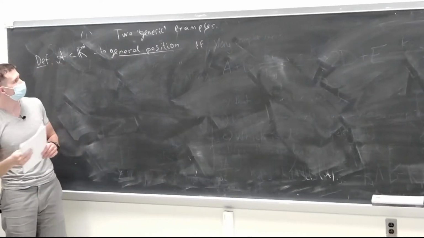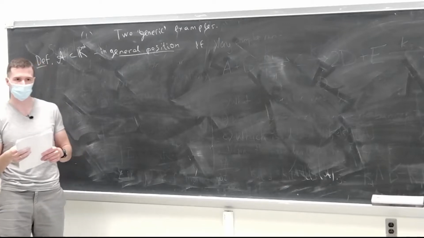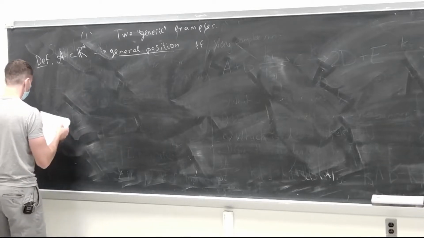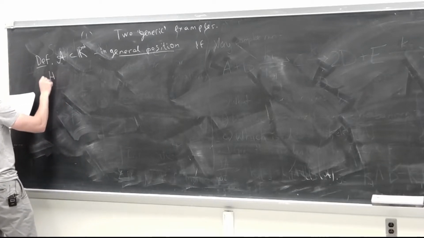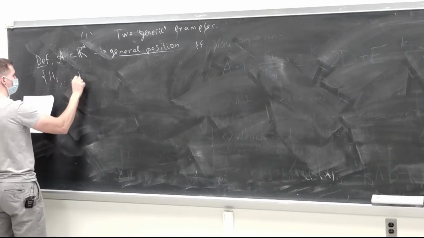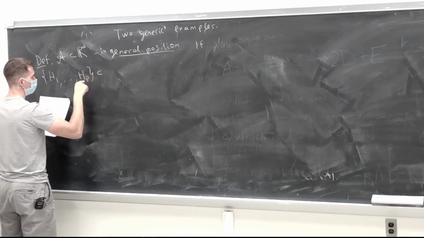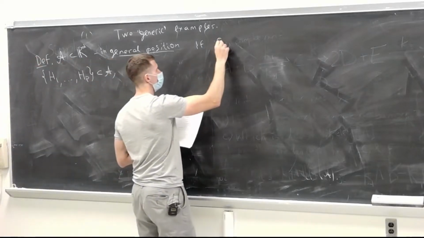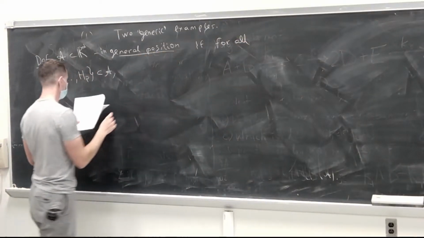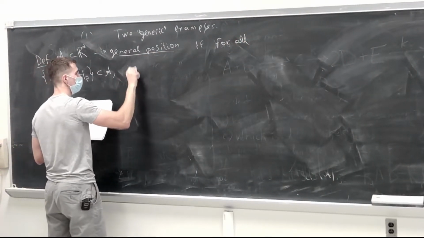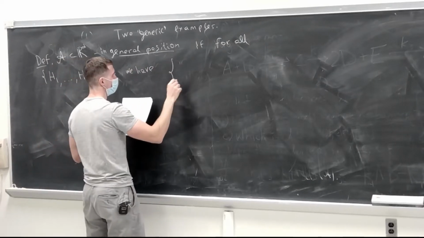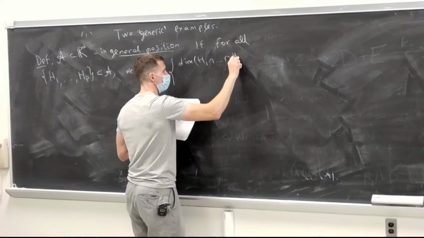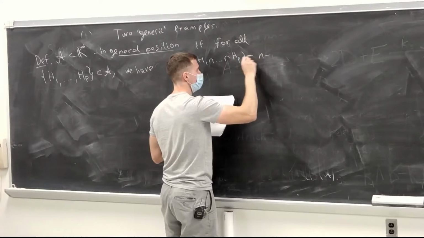basically if you take any set of hyperplanes and you intersect, then the dimension of the intersection only depends on the number of hyperplanes. It's a predictable number. So for any set of H1 up to HP, any P hyperplanes in A, for all such collections of hyperplanes, we have either one of 2 things. Either the dimension of the intersection is equal to n minus p.